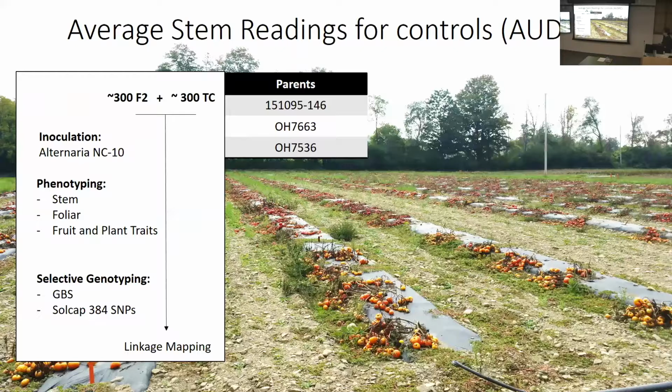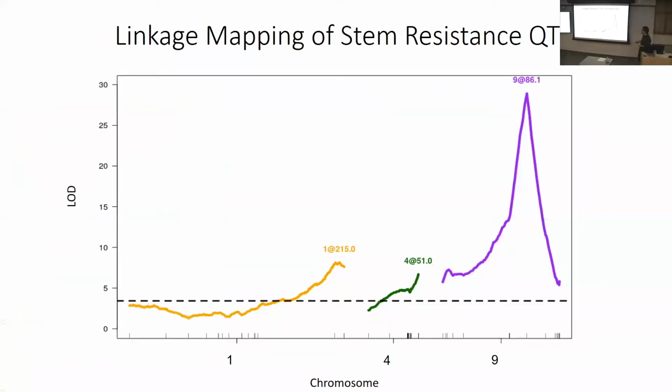Then from these populations, I genotyped about half of the F2 population and about a third of the triple cross population. I started with GBS markers, but about a year later, it became apparent that we were missing some genotypes in some key areas. And so we threw some SNPs at it using the SolCap SNP set. And so I was able to map resistances to the stem phase of this disease on 1, 4, and 9.